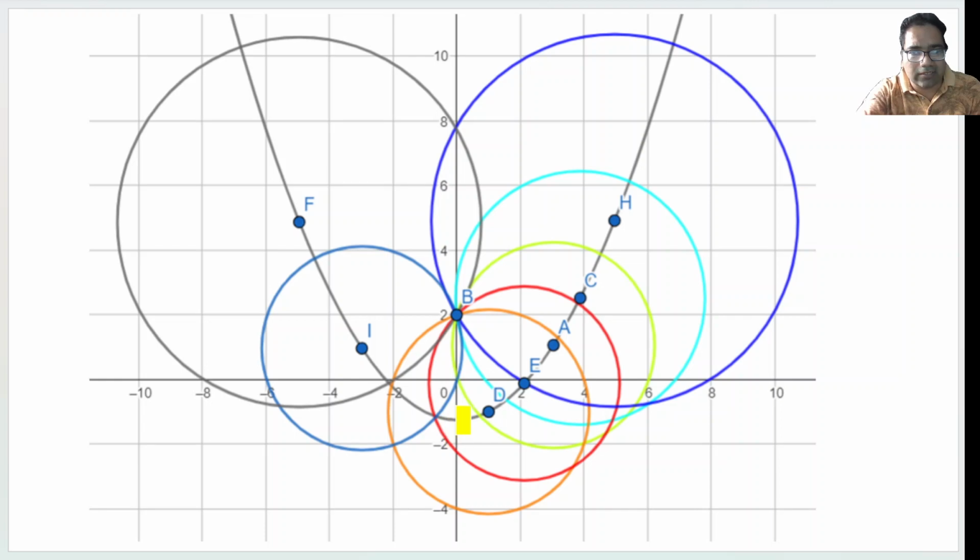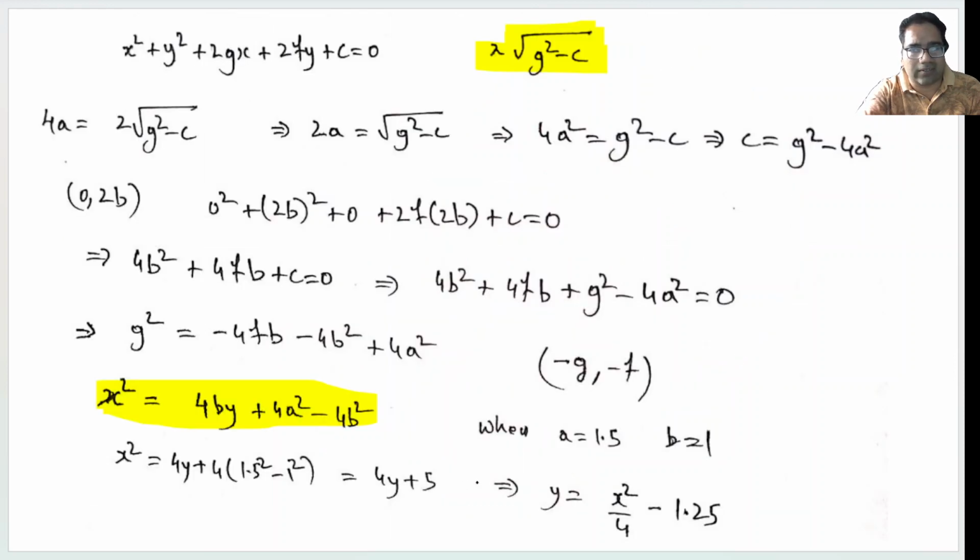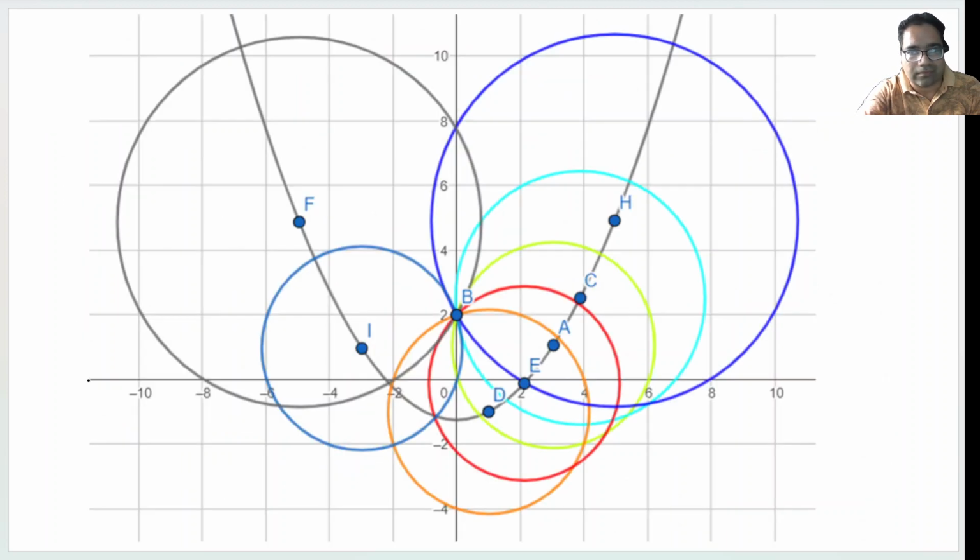You can see minus 1.25. Right. The intercept here is minus 1.25. This point is actually minus 1.25. Right, x square equals... When x equals 0, y is minus 1.25. Right, guys? And when y equals 0, so this is the equation for this particular case.